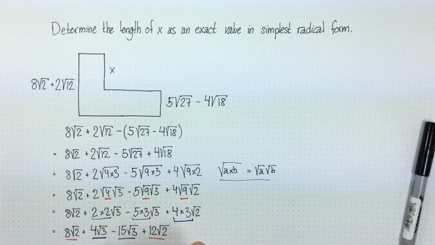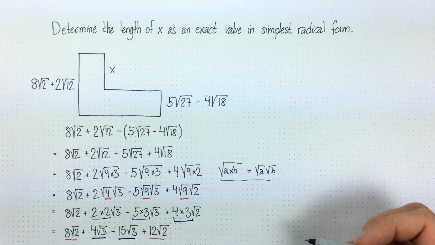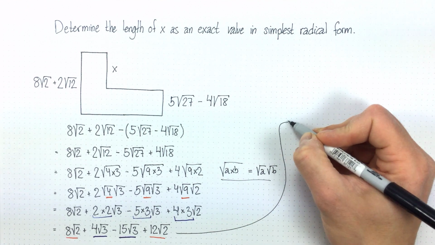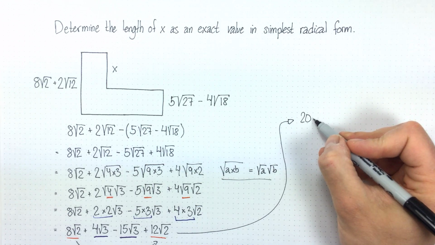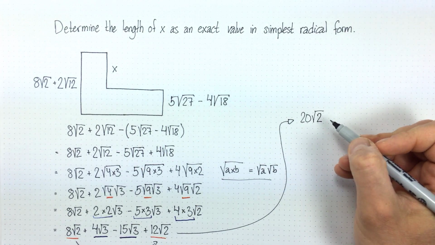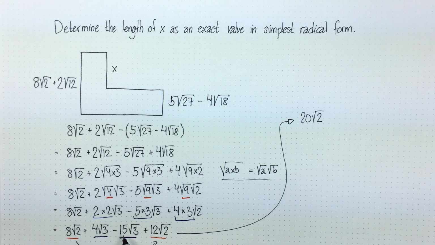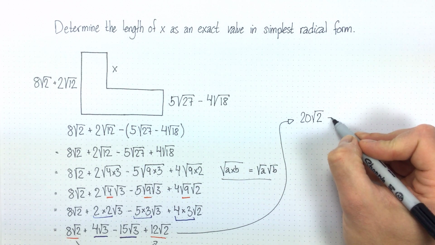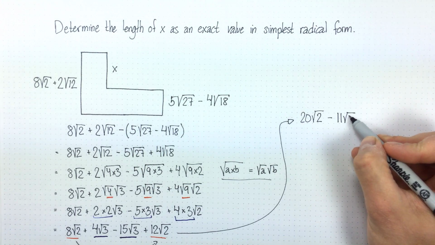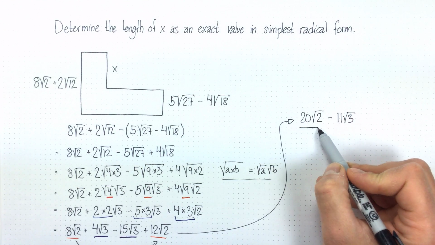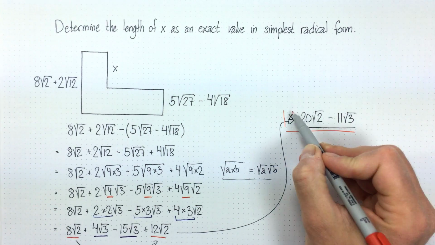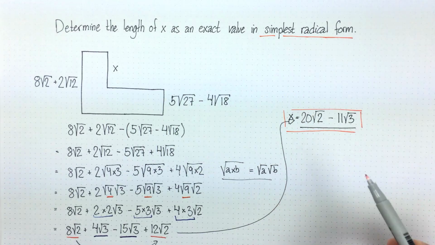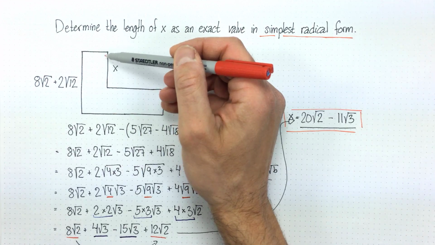And what we can do is combine the terms that have the same radicand. So I'm going to continue over here. So what we can do here is combine this term and this term. 8 plus 12 is 20. And then we keep the radical the same, so it'll be square root of 2. And then these 2 terms here, so 4 minus 15, don't forget that there's a negative sign there. 4 minus 15 is negative 11. And then we keep the radical the same, times the square root of 3. So here is our final answer. So x equals this expression. This is in the simplest mixed radical form, and that is our answer. The length of this side here is this.